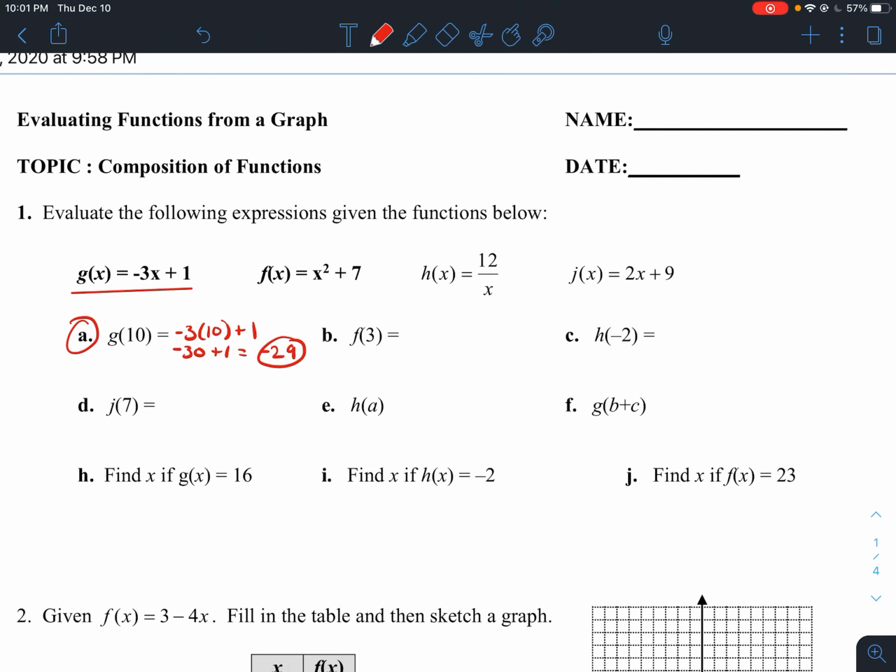Then let's talk about h here. It says find x if g of x equals 16. Well, what that means is g of x itself is equal to 16. So you can replace g of x with 16. So you would say 16 is equal to negative 3x plus 1.